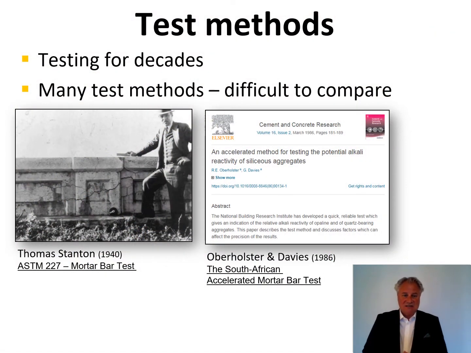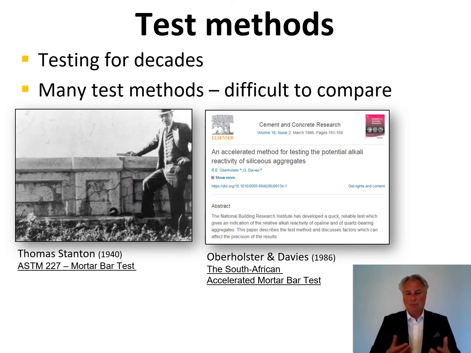It was Thomas Stanton back in the 1940s in California who realized these mechanisms. He did a great job, and he started to introduce test methods. He introduced a mortar bar test that later became ASTM C227. Also, other countries started to develop different test methods. And back in 1986, Oberholster and Davies in South Africa developed the South African accelerated mortar bar test, as it has later become known.